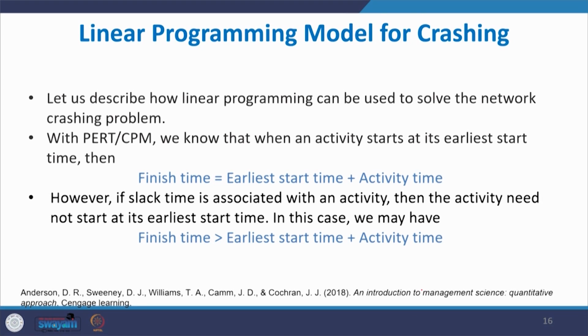With PERT and CPM, we know that when an activity starts at its earliest starting time, the finishing time will be the earliest starting time plus the activity time. You might remember like this. Can you recollect? This is A, for example. What is the duration for this? I think 7. So the finishing time will be, the earliest starting time is 0, so 0 plus 7. That will be your earliest finishing time.